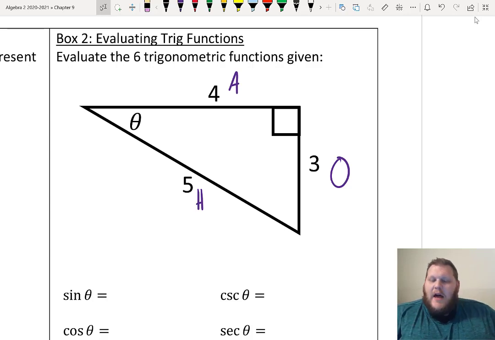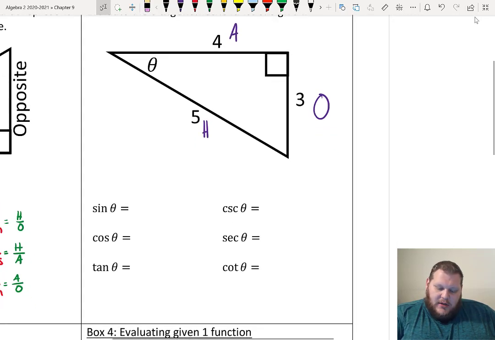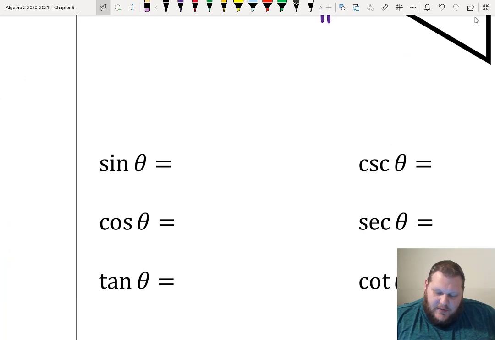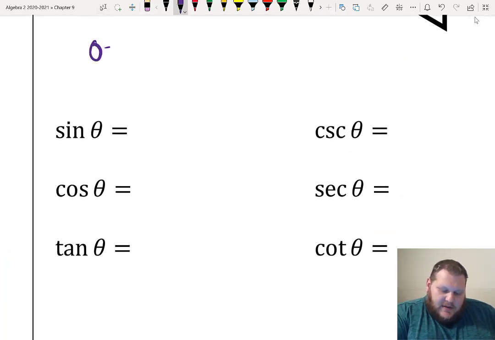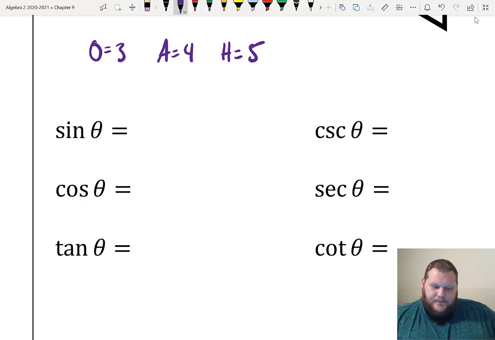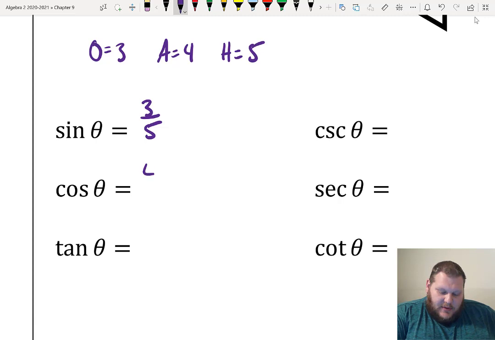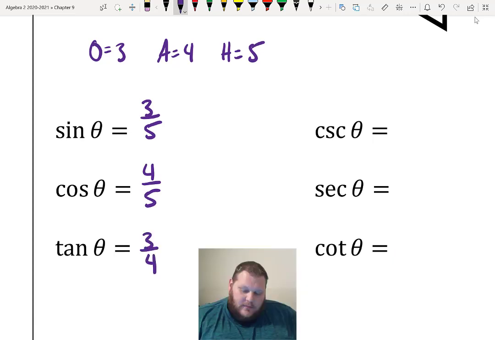All right, so now that I know which is opposite, which is adjacent, and which is the hypotenuse, I can start setting up my fractions. So just so I don't have to keep scrolling back and forth, we'll remind ourselves: opposite is 3, adjacent is 4, and our hypotenuse was 5. So sine is opposite over hypotenuse, so 3 over 5. Cosine is adjacent over hypotenuse, so 4 over 5. Tangent is opposite over adjacent, so 3 over 4.